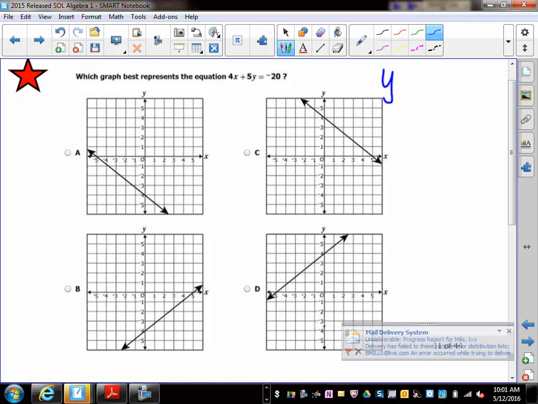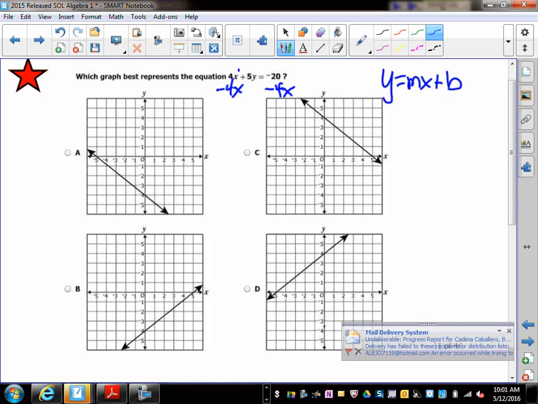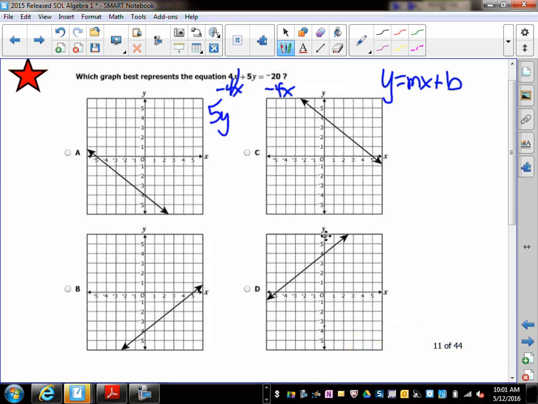Remember, we need to get in the form y equals mx plus b. So I need to first subtract my 4x from both sides. And can I combine negative 20 and negative 4x? Can I combine those things? No, why not? The variables, they're not like terms. They don't both have an x, so we cannot combine them together. So negative 4x minus 20. And Joe, what's my last step here? I'm trying to get y by itself, so what's my last step here? Divide by 5.